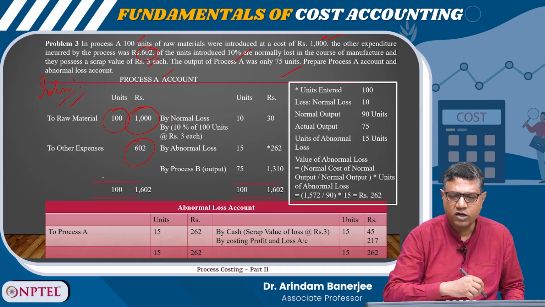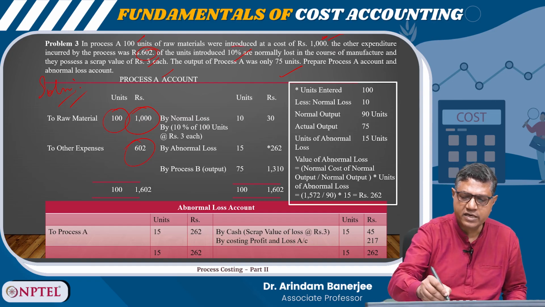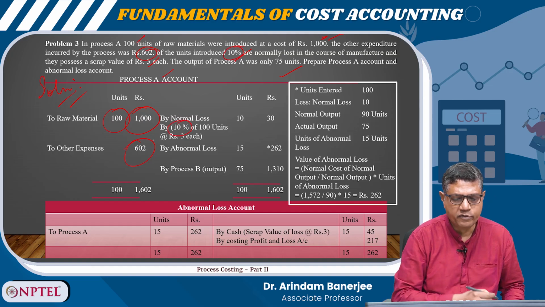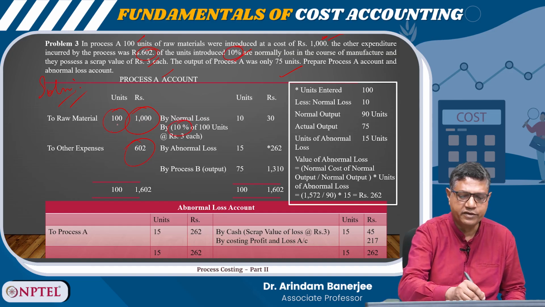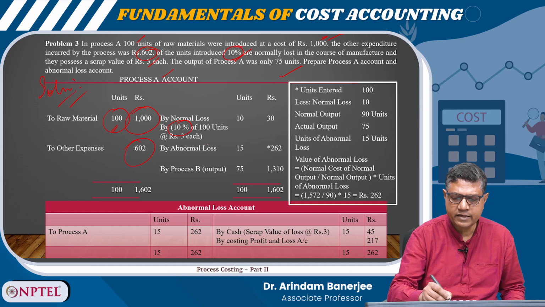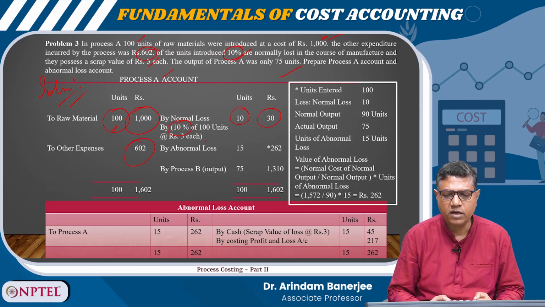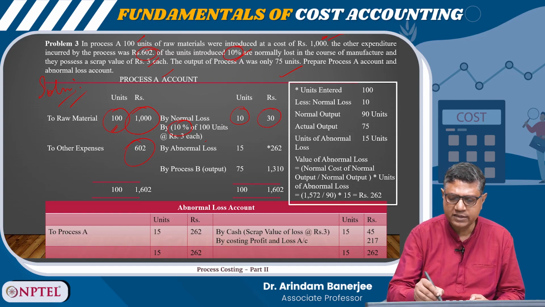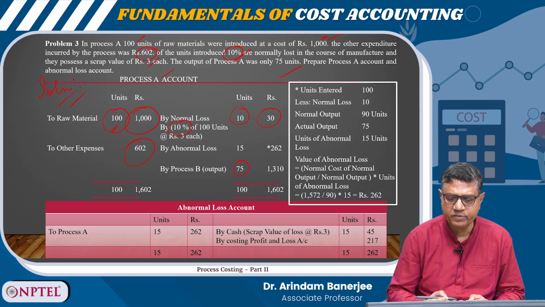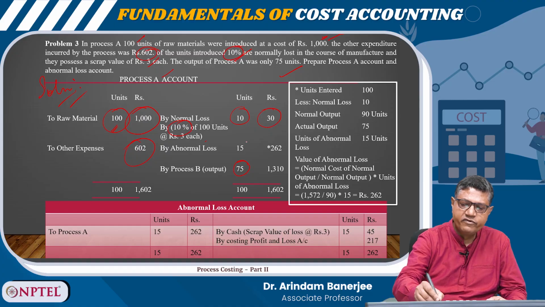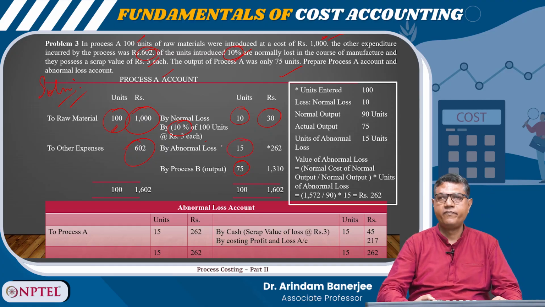The normal loss is 10%. 100 units were introduced here, so 10% of that is 10 units at the rate of 3, which means 30. Now, the abnormal loss: the output is only 75. That means the balancing figure is 15 units, which is an abnormal loss, right.